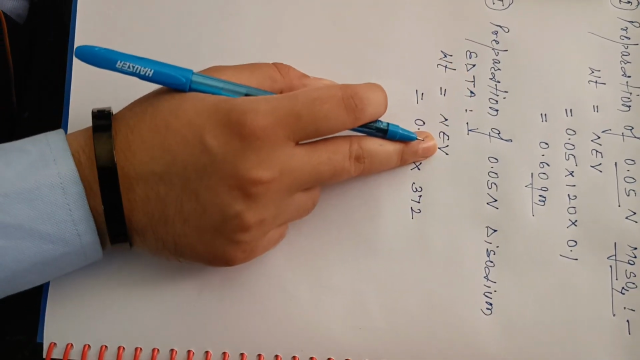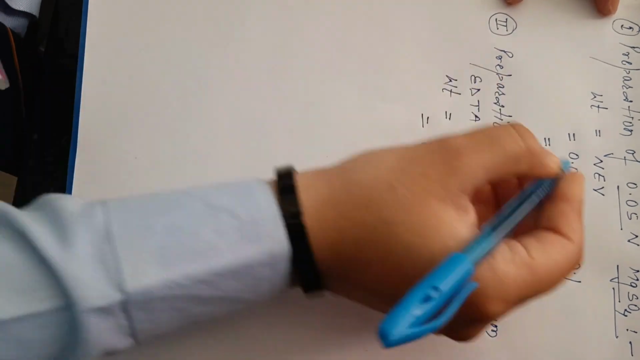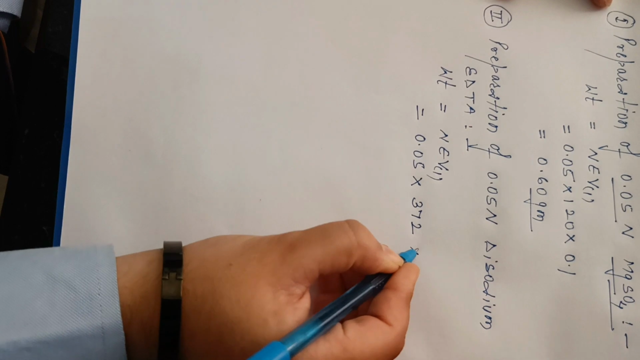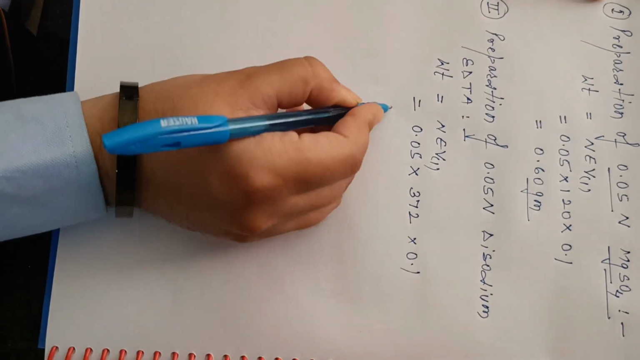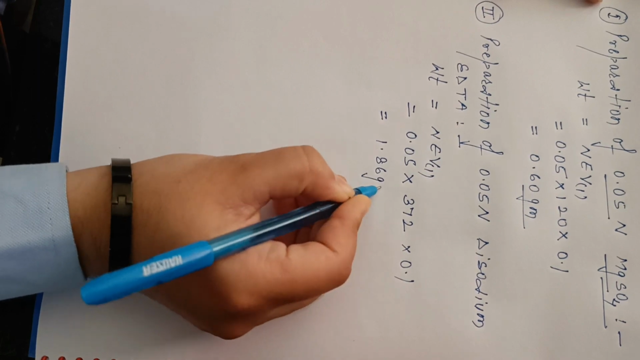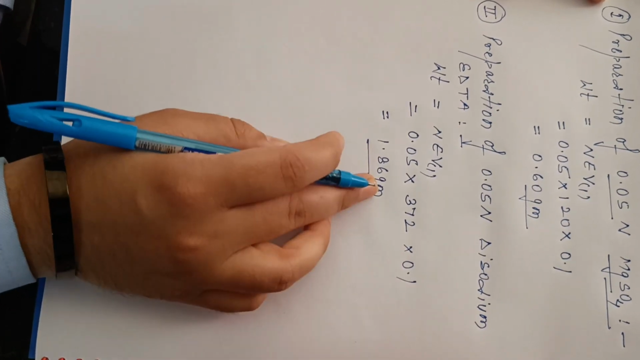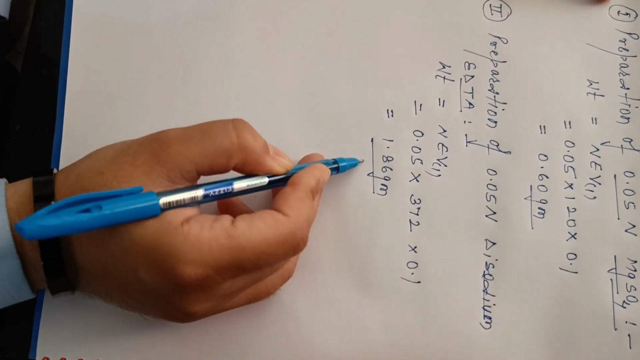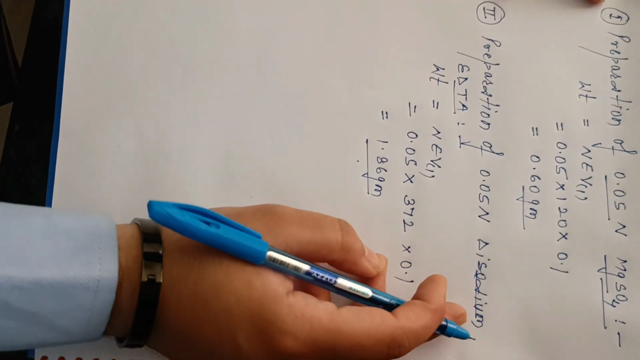The volume must be in liters, so it will be 100 divided by 1000, which is 0.1. So the final value will be 1.86 gram. So we will take 1.86 gram of disodium EDTA and dissolve it in 100 ml of water, and this way we are preparing our secondary standard.